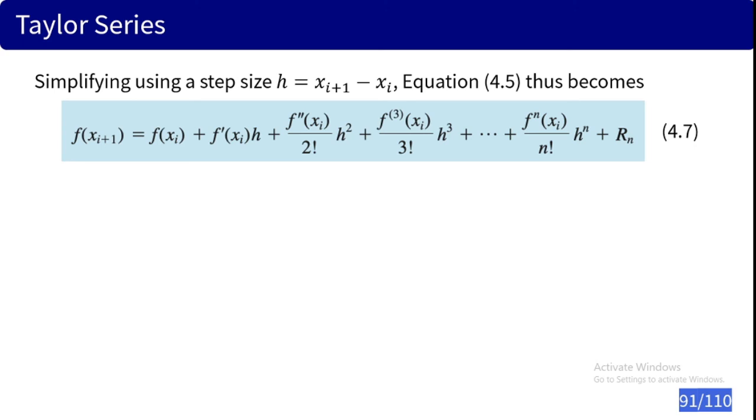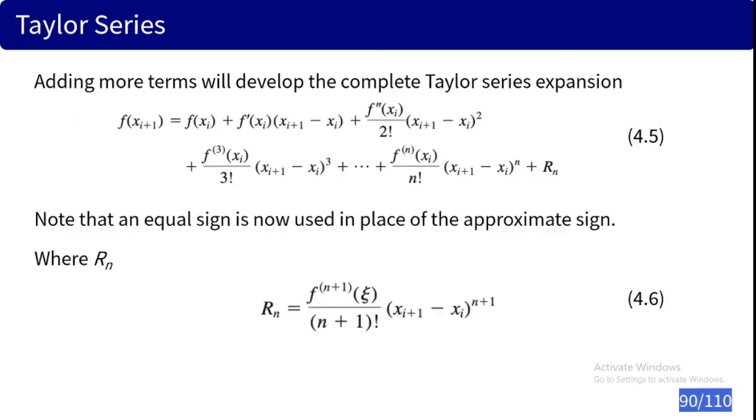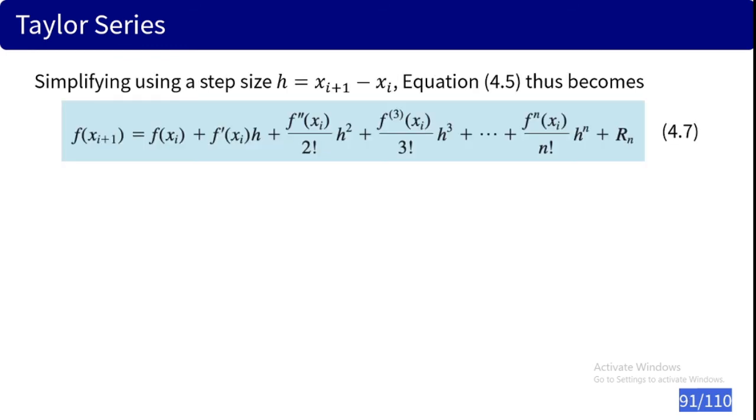So if we simplify this term, x sub i plus 1 minus x sub i is called the step size. So x sub i plus 1 is the current approximation, then x sub i is the previous approximation. So equation 4.5 is the expression of the Taylor series when we substitute h for the expression x sub i plus 1 minus x sub i. So that is equation 4.7.